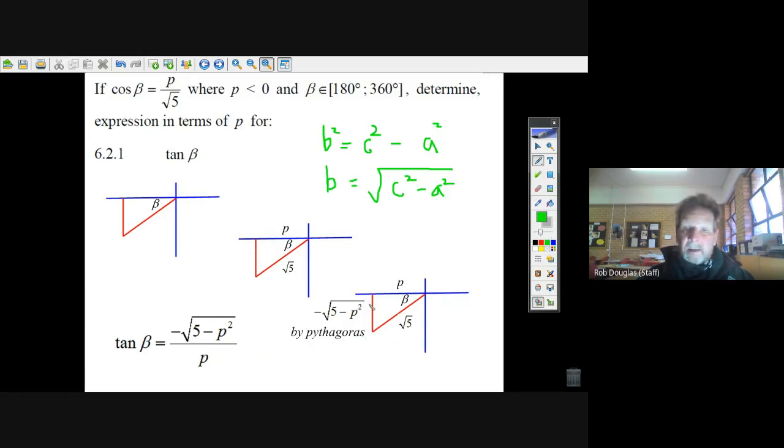We can figure out any trig ratio here. And the question is, figure out what is the tangent. Well, it's opposite over adjacent. So it's minus root of 5 minus p squared, that's the opposite side, over the adjacent side, which is p. And back here, they're saying determine the expression in terms of p. We don't know what it is as numbers, but we've got everything in terms of p. The opposite side, the adjacent side in terms of p, and we've got the tangent in terms of p. And that's a little more tricky question of how you do it.